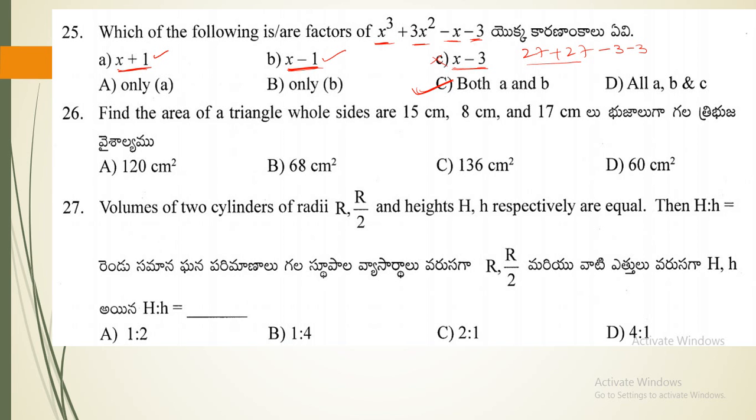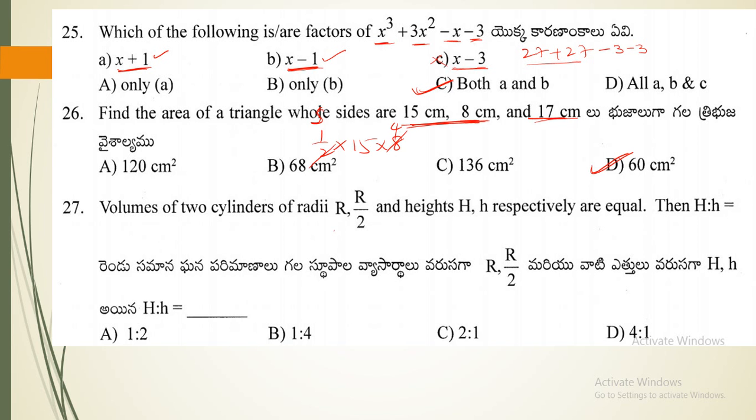Find the area of the triangle whose sides are 15, 8, 17. So 8, 15, 17 is nothing but a Pythagorean triplet, right? In this, 17 is the hypotenuse, so the other two are the legs. So clearly, half into base into height. 2 into 8 goes 4 times, 15 into 4 is 60. So the answer is 60 centimeters square.